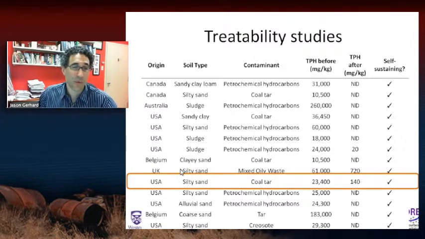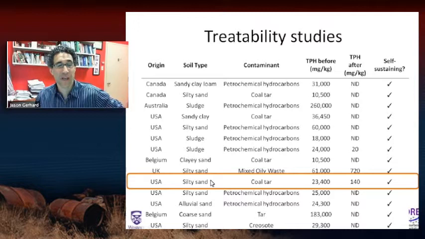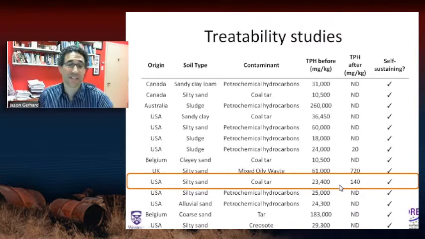And I want to go into more detail about 2 of these in particular. This silty sand coal tar site in the U.S., it was this treatability study that really led the client, DuPont in this case, to invite us to do an in-situ pilot trial. So I'm going to talk about that pilot trial.